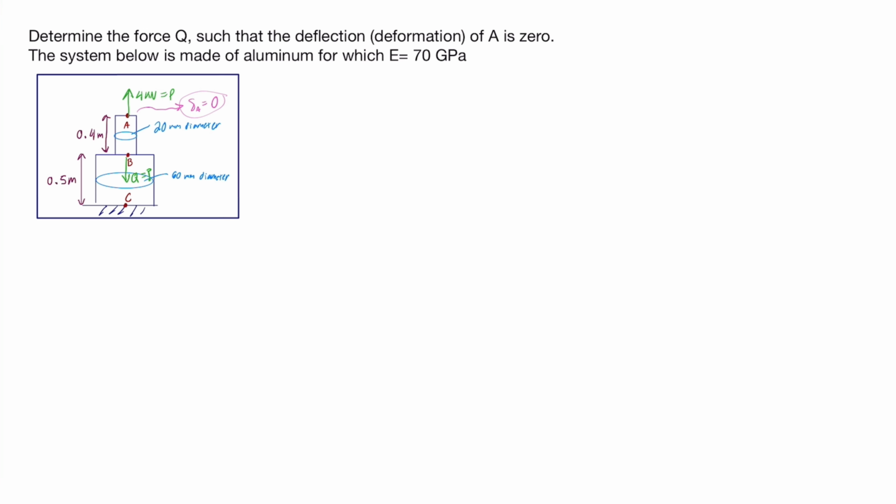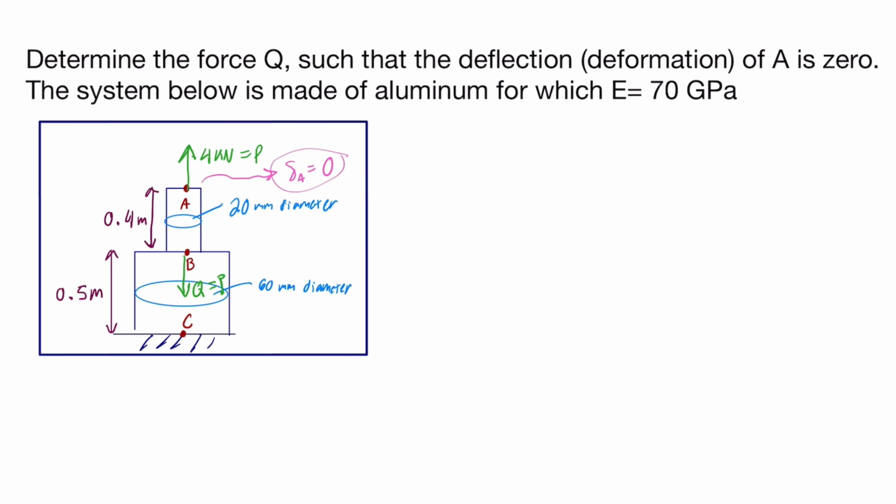The system below is made of aluminum for which the modulus of elasticity is equal to 70. So what it means by deformation of 0 is that this point will not experience any deformation. So that means that this point will not be compressed or stretched.